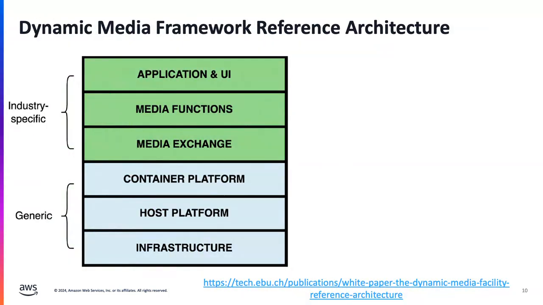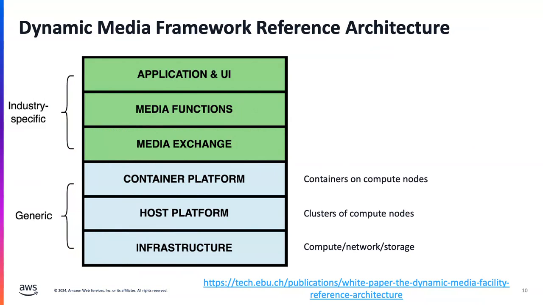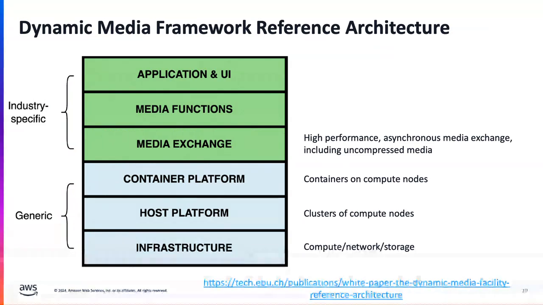As we take a look at the Dynamic Media Facility reference architecture the EBU has put out, they're talking about compute, network and storage with clusters of compute nodes, containers running on those compute nodes, then some sort of high performance asynchronous media exchange, likely including uncompressed media, because uncompressed is the best. No one can argue about the compression artifacts in uncompressed media.